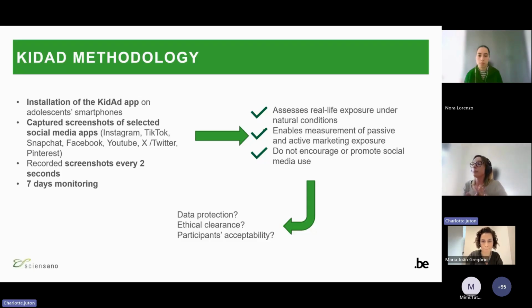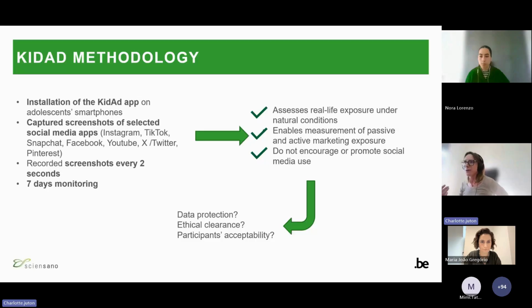So thanks to this methodology, we could assess real-life exposure under natural conditions. It would also enable us to measure passive and active marketing exposure, so not only the marketing they engage with or notice, but also the passive marketing, the one that they scroll through and don't pay attention to, but somehow they are still influenced by it. And also, it does not encourage or promote social media use because it was in natural conditions.